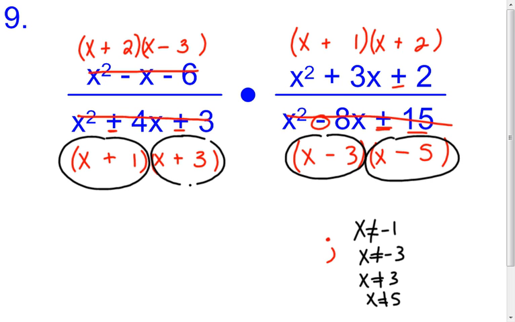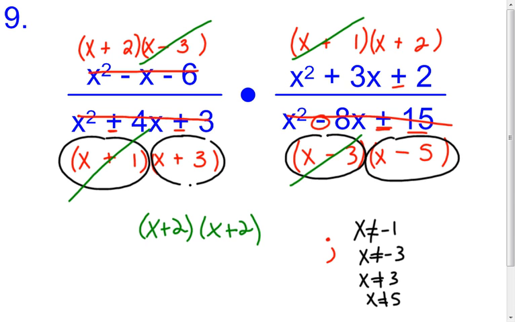Okay? So now let's look at this. We have an x minus 3 right here that could be canceled with an x minus 3 right here. And we have an x plus 1 here that can be canceled with an x plus 1 here. And then on the top, we have two x plus 2's left. So I have x plus 2 times x plus 2. And on the bottom, I have an x plus 3 here and an x minus 5 there.